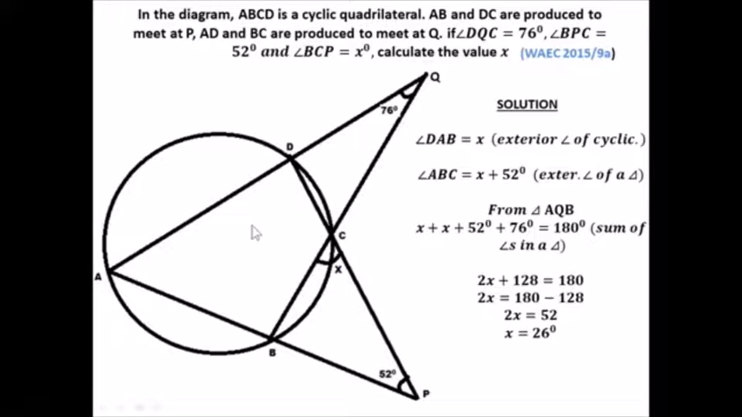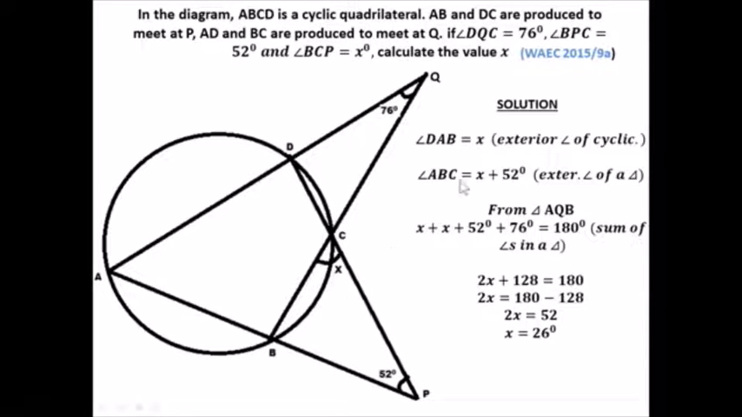If you look at this question very well, you can use the theorems of the cyclic quadrilateral: opposite angles of a cyclic quadrilateral are supplementary, and the exterior angle of a cyclic quadrilateral is equal to the opposite interior angle. So that can be used to solve this question. Our aim is to find this angle x and what it represents.